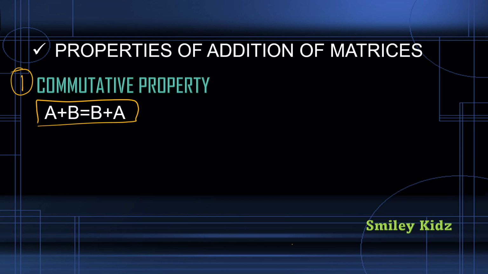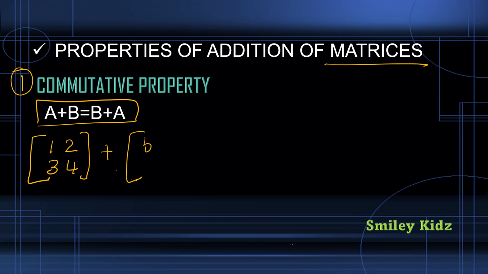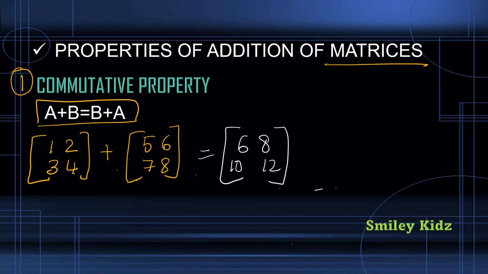Now let's talk about the commutative property of matrices. Now I have matrix 1 which says 1, 2, 3, 4. And I have matrix 2 which says 5, 6, 7, 8. Now the addition of this will give you 6, 8, 10, 12. Now you'll tell me how. Here 1 plus 5 is 6, 2 plus 6 is 8, 3 plus 7 is 10, 4 plus 8 is 12. That is how we got this answer.